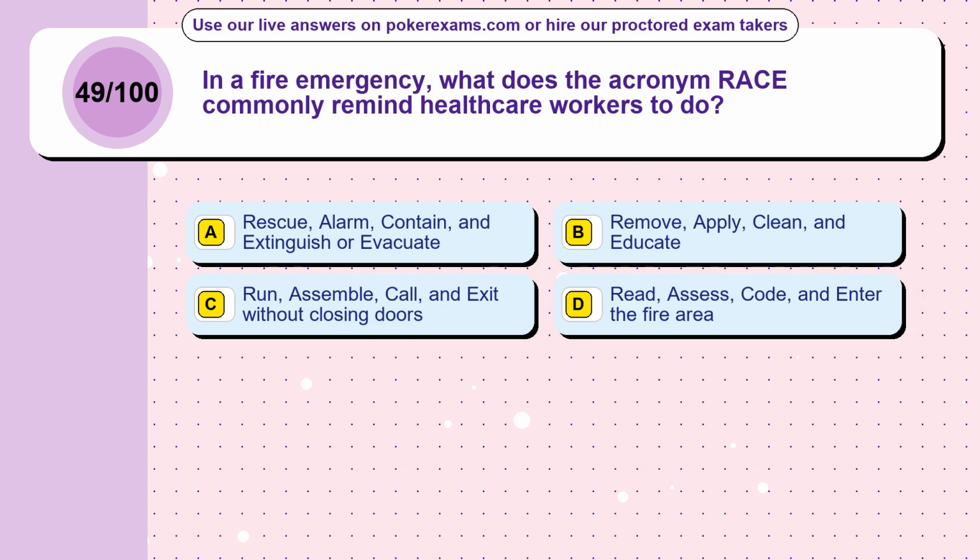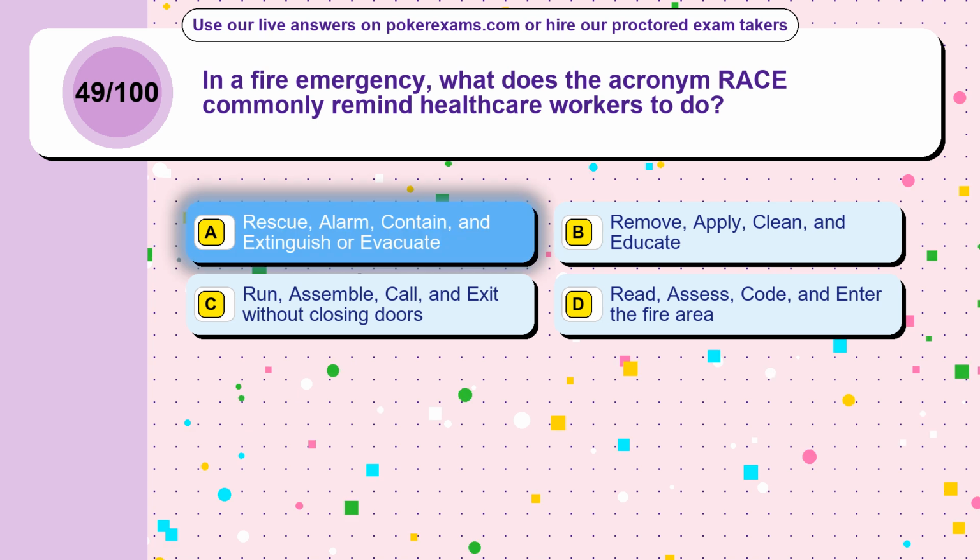Question 49. In a fire emergency, what does the acronym RACE commonly remind healthcare workers to do? Option A. Rescue, alarm, contain, and extinguish or evacuate. Option B. Remove, apply, clean, and educate. Option C. Run, assemble, call, and exit without closing doors. Option D. Read, assess, code, and enter the fire area.